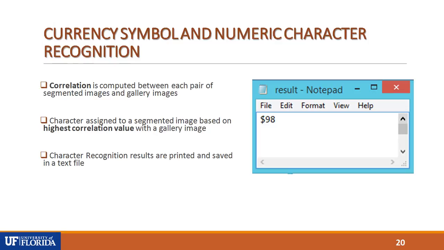So a correlation operation is performed and correlation values are computed for each pair of images in the probe set and the gallery set. A character is assigned to each of the segmented images based on which pair has the highest correlation value. Character recognition results that are obtained are saved to a text file as shown.